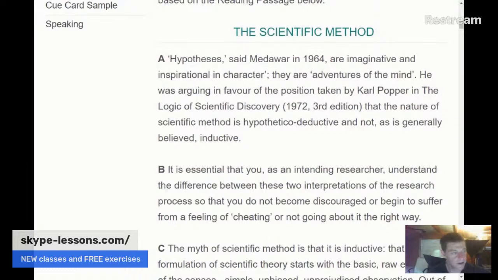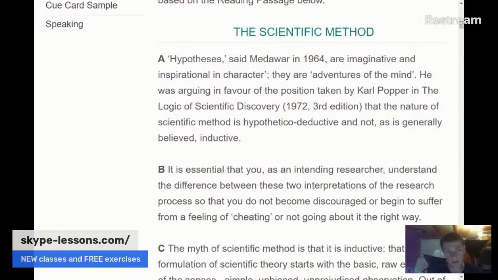Reading paper. I think this is from an academic IELTS exam, because of course the reading exams are different. The academic IELTS tends to be more scientific. I find they have a lot of quite scientific texts, maybe historical, geographical, maybe linguistic, but certainly they have a lot of science. I've seen a lot of chemistry and quite a lot of physics as well. And this one is about the scientific method.